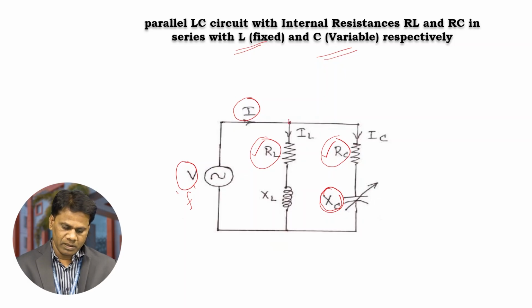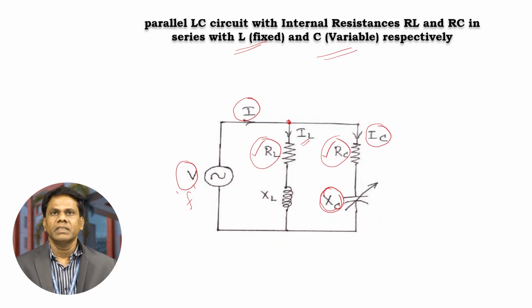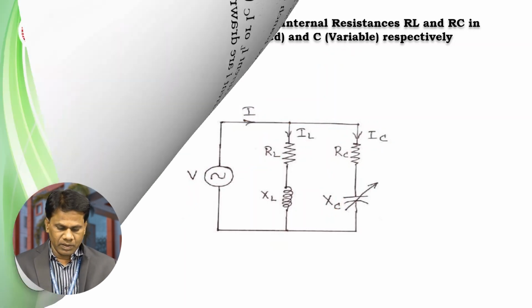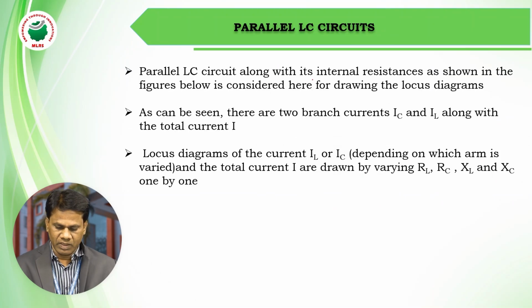Here this is the node or junction point, where the total current is divided into two branch currents. IL is the current flowing through the fixed inductance, and IC is the capacitor current, the current flowing through the variable element, capacitance C. So this is the circuit diagram, a parallel LC circuit along with internal resistances, that we consider for drawing the locus diagram by varying the XC element.